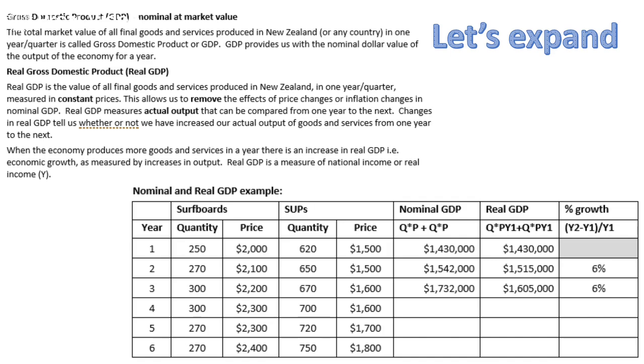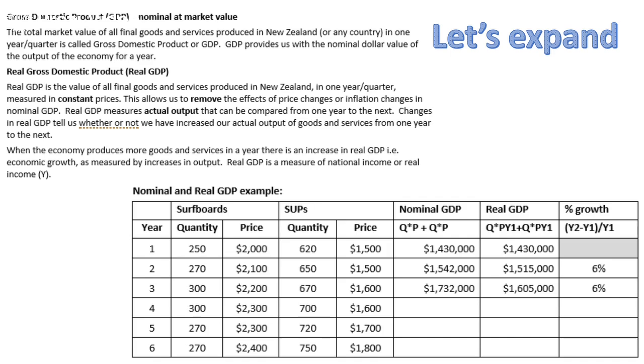If we look at real GDP, which you can see in that second column over, the formula is Q, so quantity. So we're looking at year 1, 250 times P Y1, which means price in year 1. So 250 times 2,000, plus 620 times 1,500. So it's the same for both nominal and real GDP, as you can see there. They both have the same answer. But when we go to year 2, you'll notice the difference.